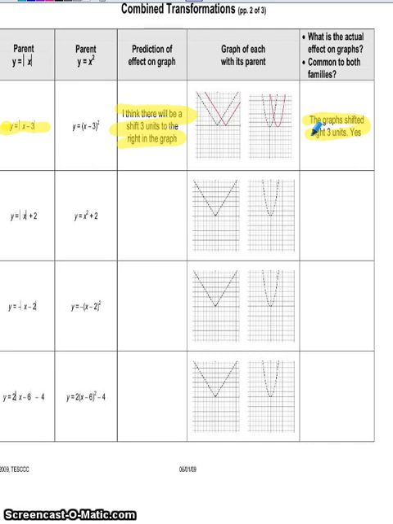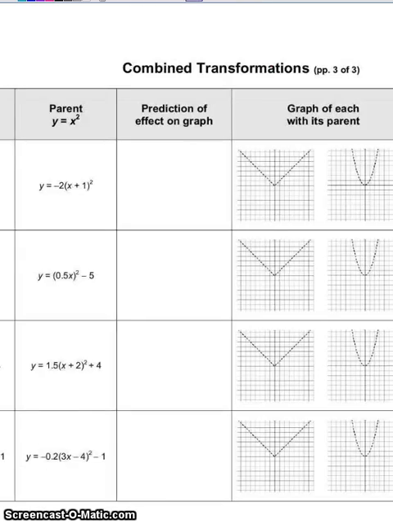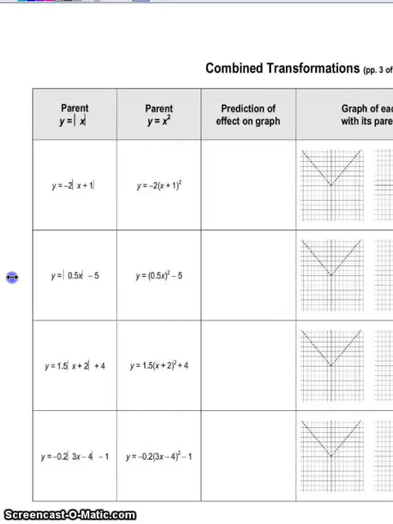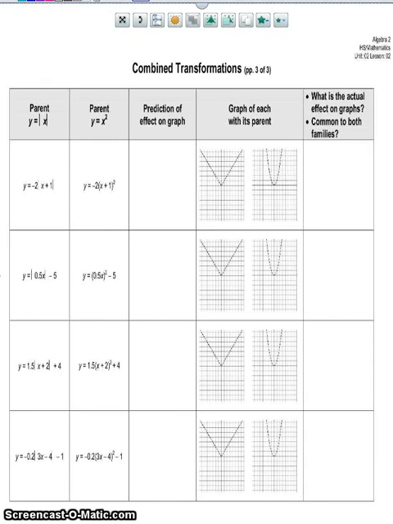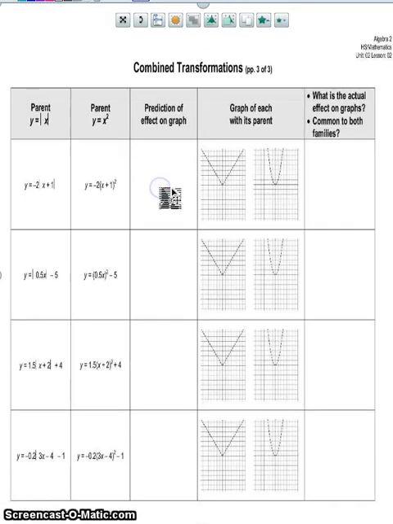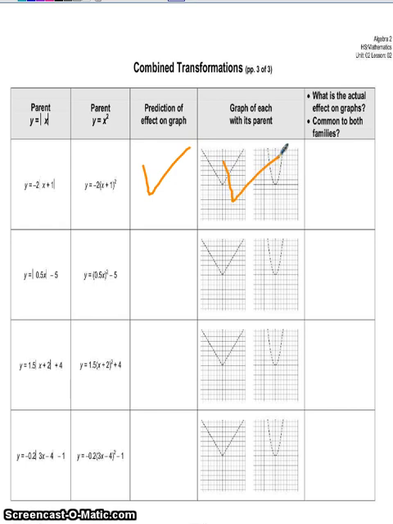Now, you're going to do the same for the rest of the sheet. You're going to predict what you think is going to happen. And then on the final page, we're going to have some more predictions. Let me scoot this in so you can see this as well. Just bear with me one second. Okay, that's much better. So we're going to have more predictions of different things that we're doing. And like I said, you're going to predict what's going to happen, graph each one with the parent function, because it's giving you the parent function there, and then write down what actually happens.